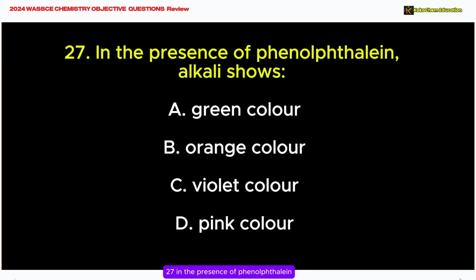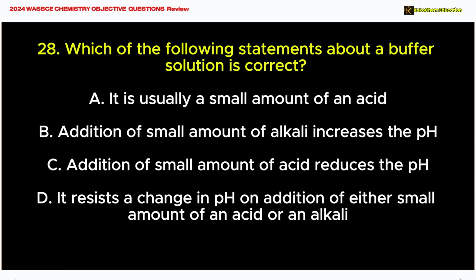27. In the presence of phenolphthalein, alkali shows A. Green color. B. Orange color. C. Violet color. D. Pink color. The correct answer is D. Pink color. Explanation. Phenolphthalein turns pink in basic, which is alkaline solution, due to its pH sensitivity.